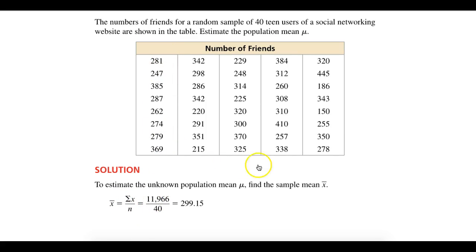So here, the sum of all these is 11,966, and you would get that simply by adding up all these 40 values. And then when you divide it by 40, you get the sample mean of 299.15. So the mean for all friend users, in this case, the sample mean is 299.15. So we would say that the mean number of friends for all users of the social networking website is about 299. All we're doing is just rounding this off here. This is really simple. No one should get this wrong because all you're doing is adding up all these numbers and dividing.